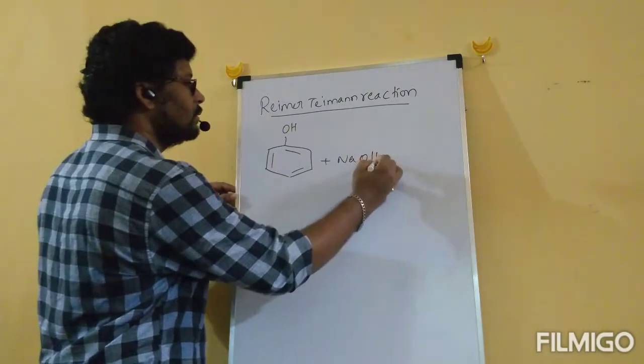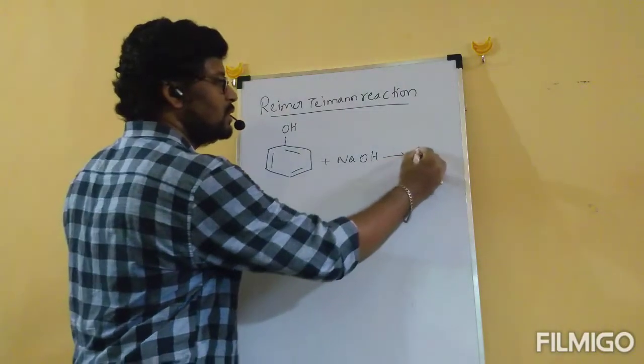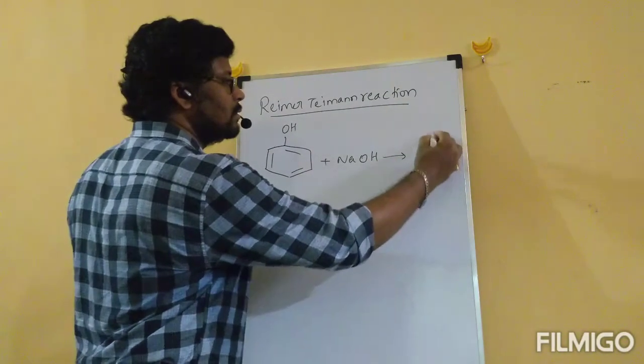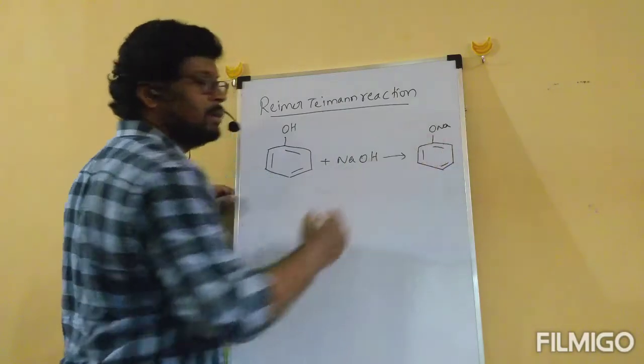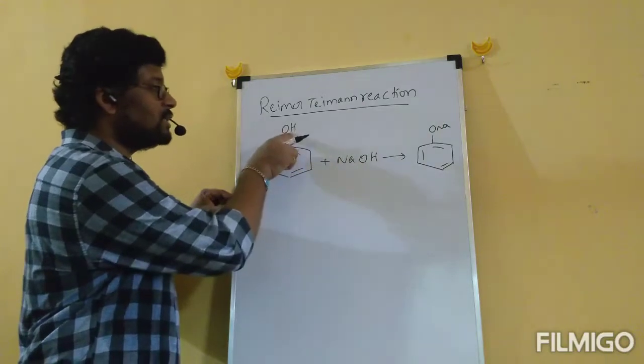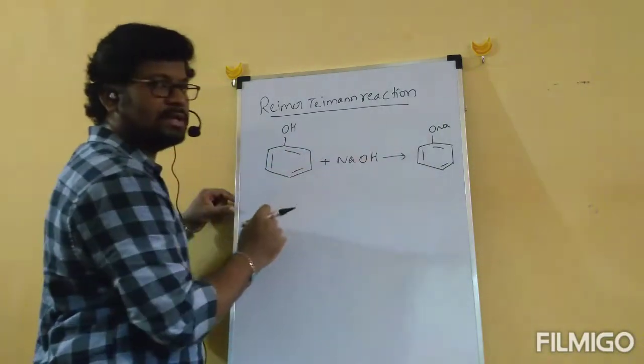NaOH. Phenol reacts with NaOH. We will get sodium phenoxide. The OH present here and the hydrogen present here will be removed as water. We will get sodium phenoxide.